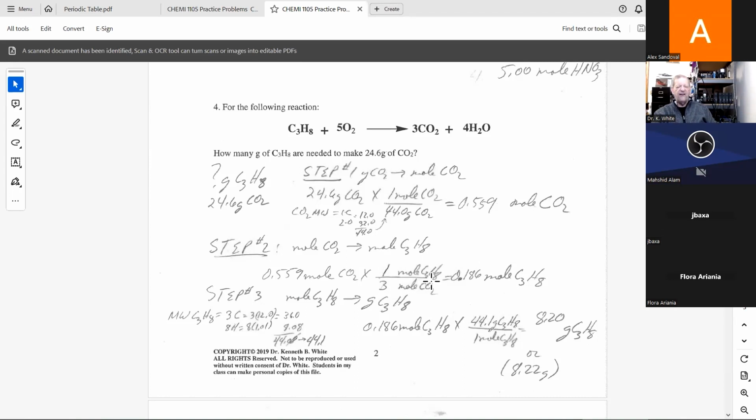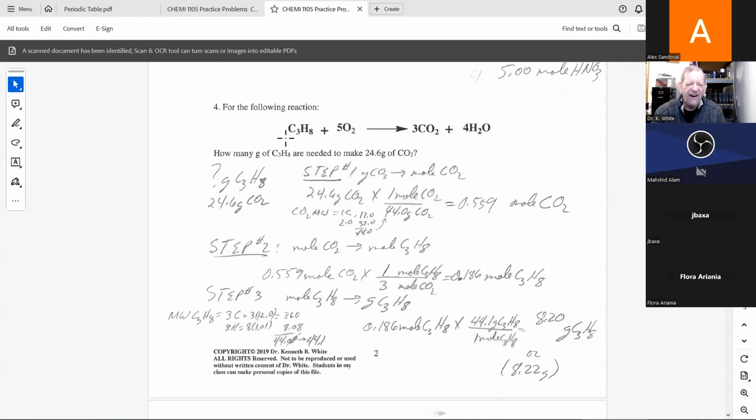So where do we find a relationship of moles of C3H8 and moles of CO2? From the balanced chemical equation. Remember, the coefficient tells you molar ratios. And when there's no number in front of a chemical formula, it's the number 1.